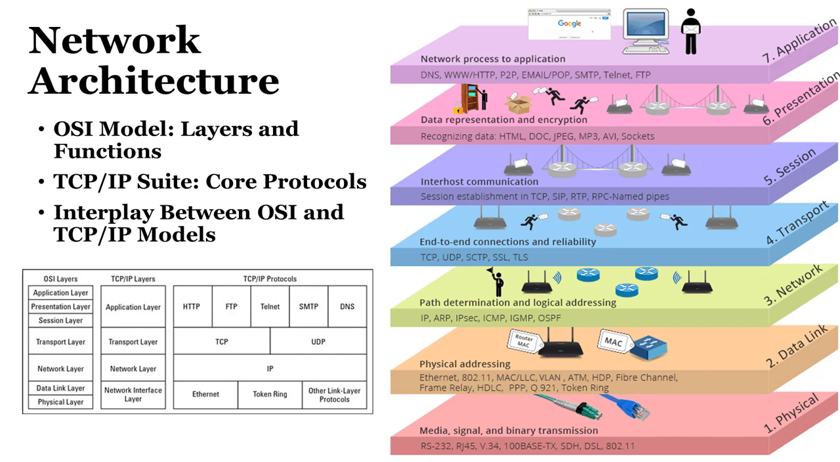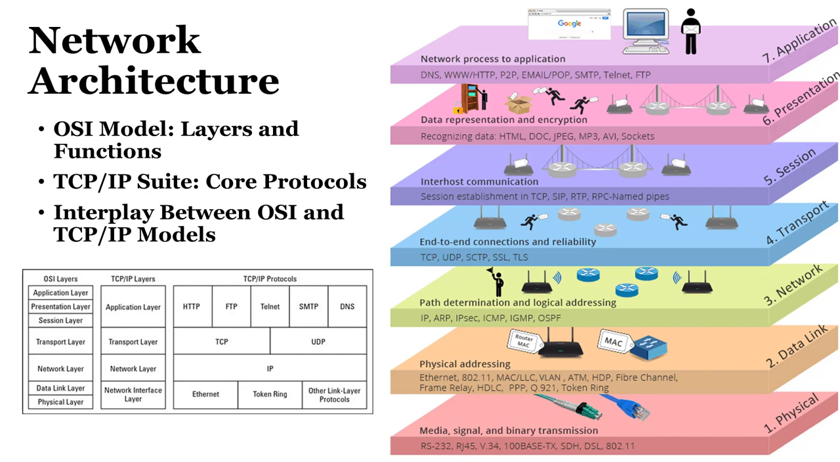The OSI, or Open Systems Interconnection Model, is a conceptual framework that standardizes the functions of a telecommunication or computing system into several distinct layers. Each layer has specific responsibilities, ranging from physical data transmission at the bottom layer to user interface and application services at the top. The layered approach of the OSI model provides a systematic way to understand and develop network protocols, fostering interoperability and modular design.